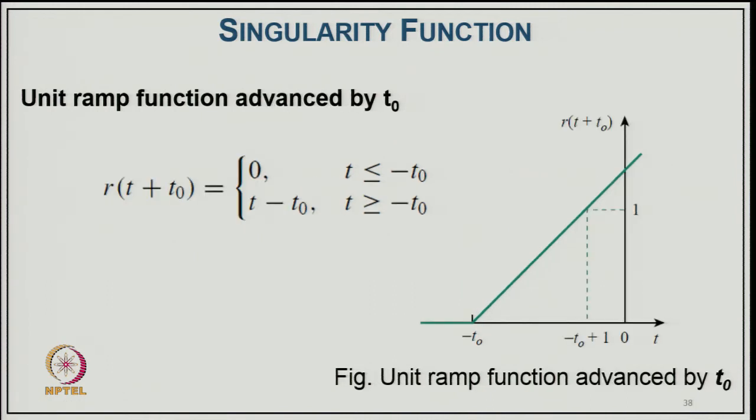This unit ramp function can also be advanced by t0, as you can see here on this graph, and that can be written as r(t plus t0), which is equal to 0 for t less than minus t0, and t plus t0 for t greater than minus t0. After minus t0 plus 1, the ramp reaches the value 1. So it is called a unit ramp function advanced by the time t0.